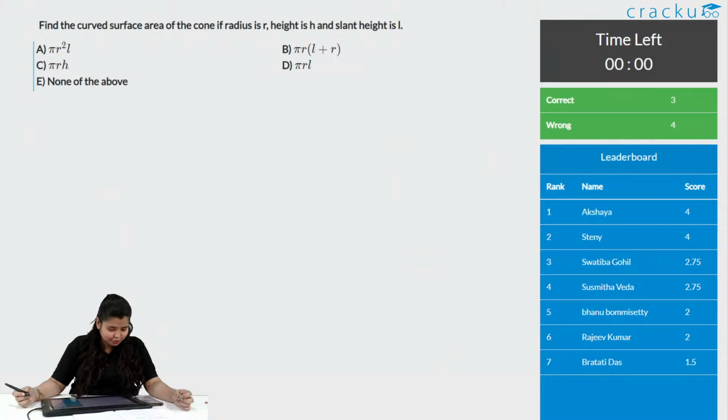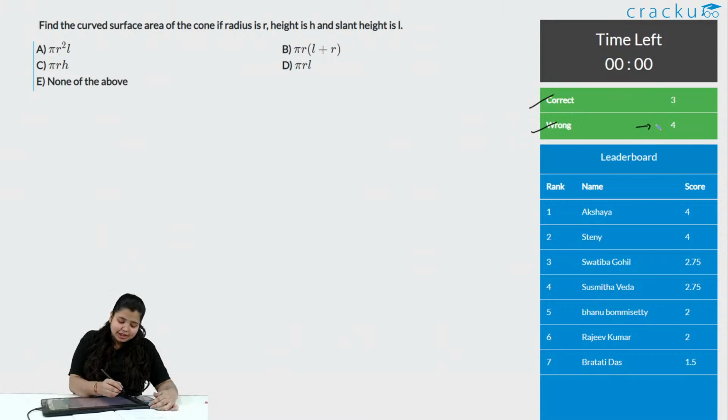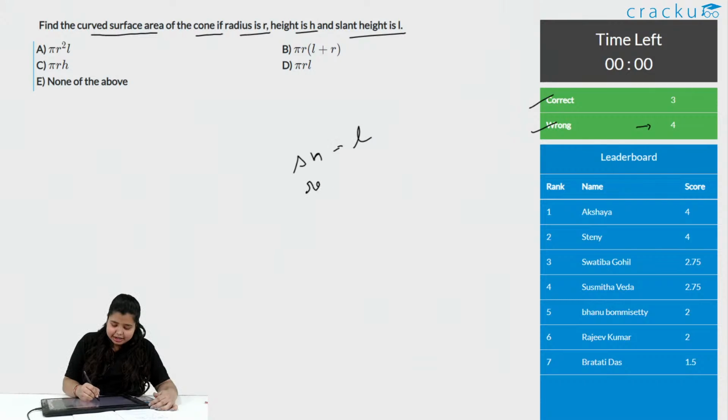Okay, with this we have 3 correct answers and 4 wrong answers, and now I will tell you what the area of confusion is, why there are 4 wrong answers. Chalo, it is saying find the curved surface area of the cone if the radius is r and the height is h and the slant height is given. So, slant height is L, radius is r, height is h, right.